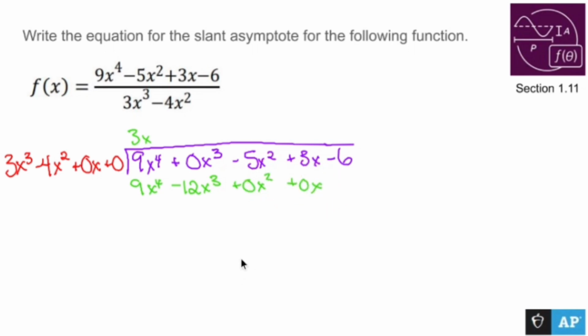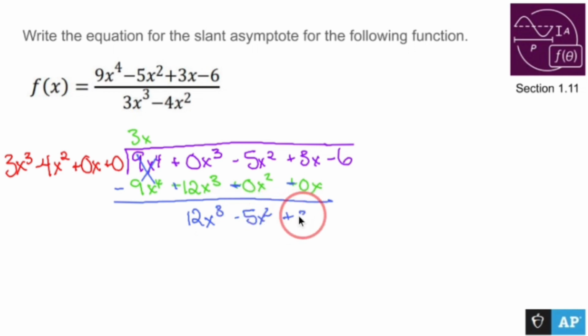My bad. Now you subtract this entire row, which means you flip the signs of everything in here. This will disappear. This will become regular 12x to the 3rd. Drop down the minus 5x squared. Drop down the 3x. Now this last part, oh, and always drop down the negative 6, even though it's not that important. Now, why did I just whisper that? How dare I say it's not that important?